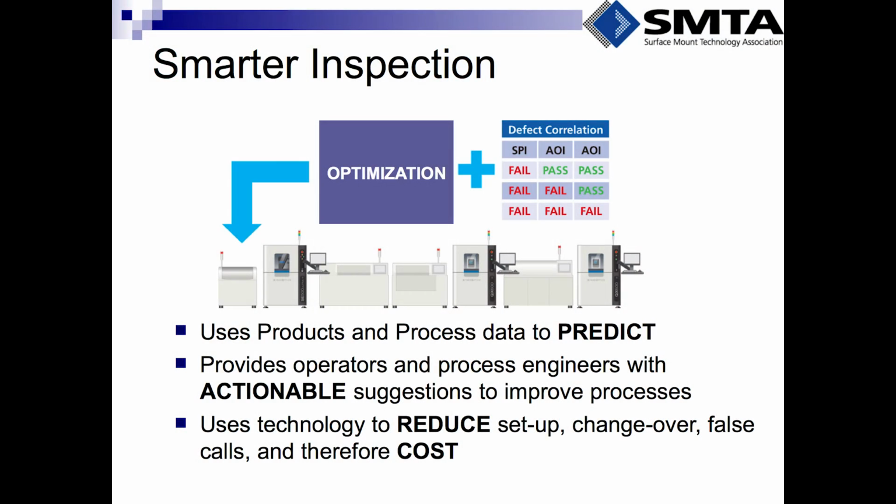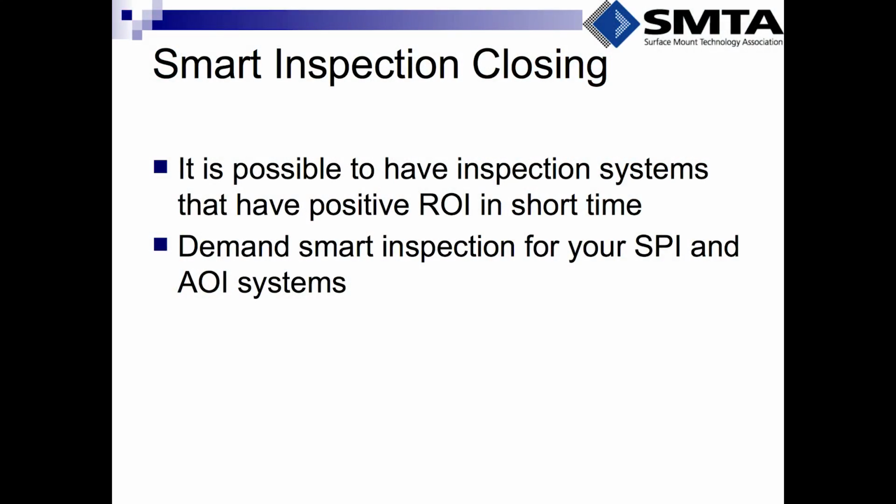Smarter inspection is what you should be asking for from your inspection companies, and what that really means is not just finding defects, but predicting when defects might happen, and then telling you what to do to eliminate and avoid those defects before they happen, not just telling you when they've happened. That's my summary. Demand smart inspection for your SPI and AOI systems.